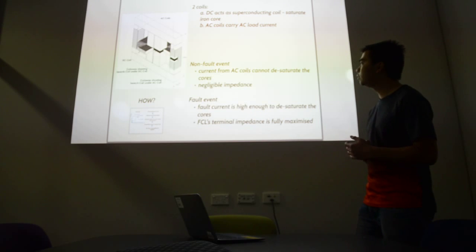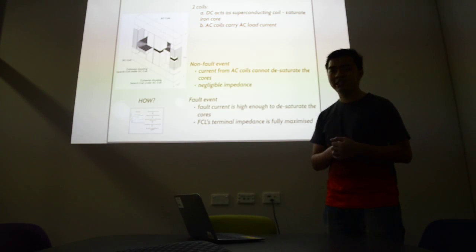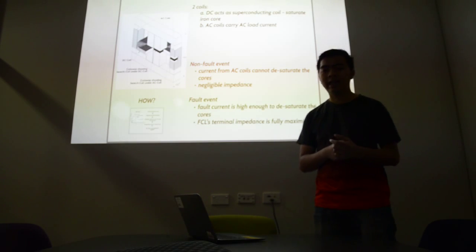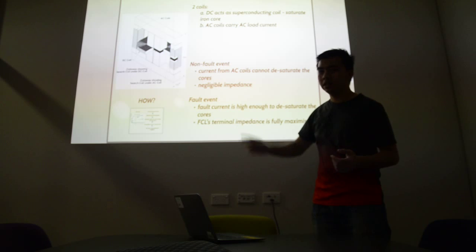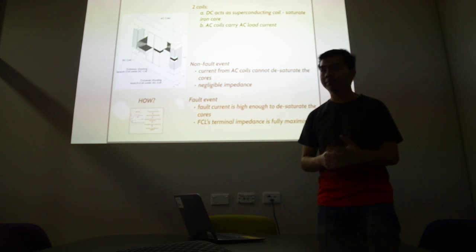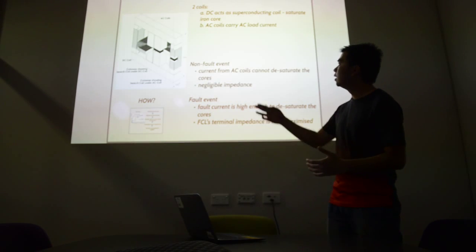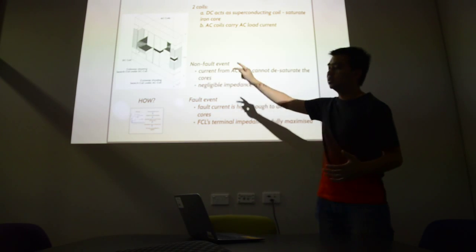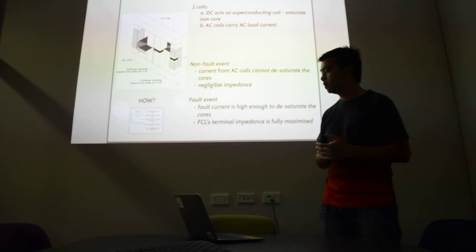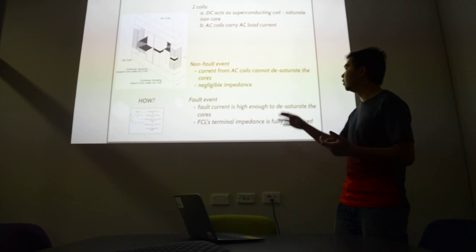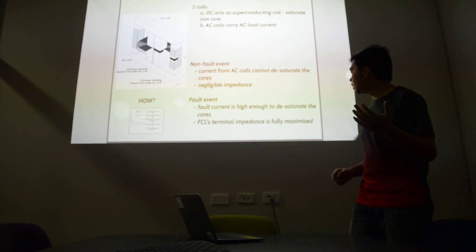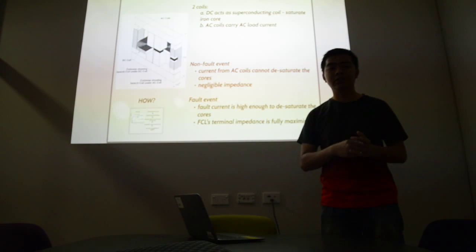Okay, in terms of its magnetization characteristic, during a non-fault event, the current from the AC coil is too small, thus it cannot desaturate the core. This means that at this point, the fault current limiter is imposing negligible impedance. During a fault event, the fault current is high enough to desaturate the cores. Thus, it will make the terminal impedance fully maximized.